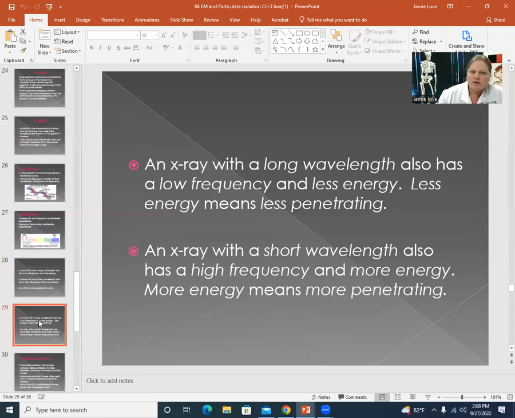If we're talking about an X-ray beam or a photon in the beam, a long wavelength means lower energy, less penetrating. If we have a short wavelength, that's high frequency, high energy.